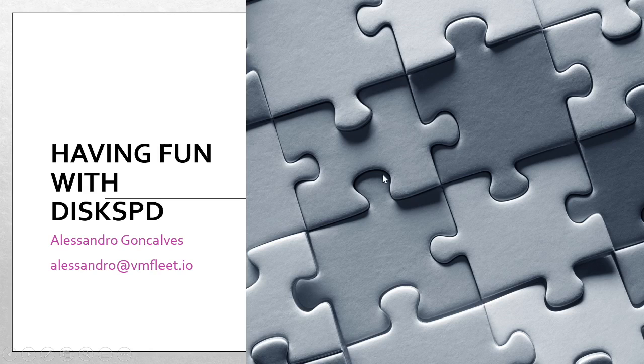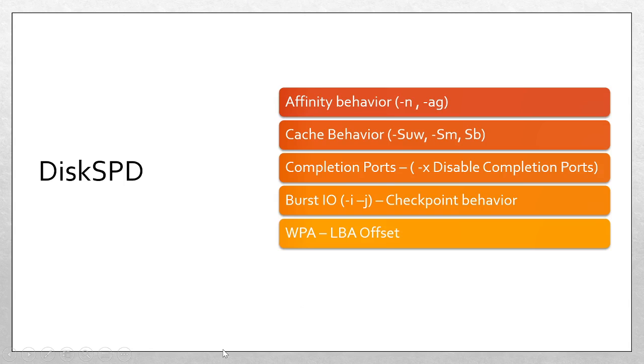So let's get going. That's basically my only slide for the session. So I hope we can talk 30 minutes of only disk speed. I hope I can do that. So we're going to talk about affinity behavior. Affinity behavior is basically when do threads run.